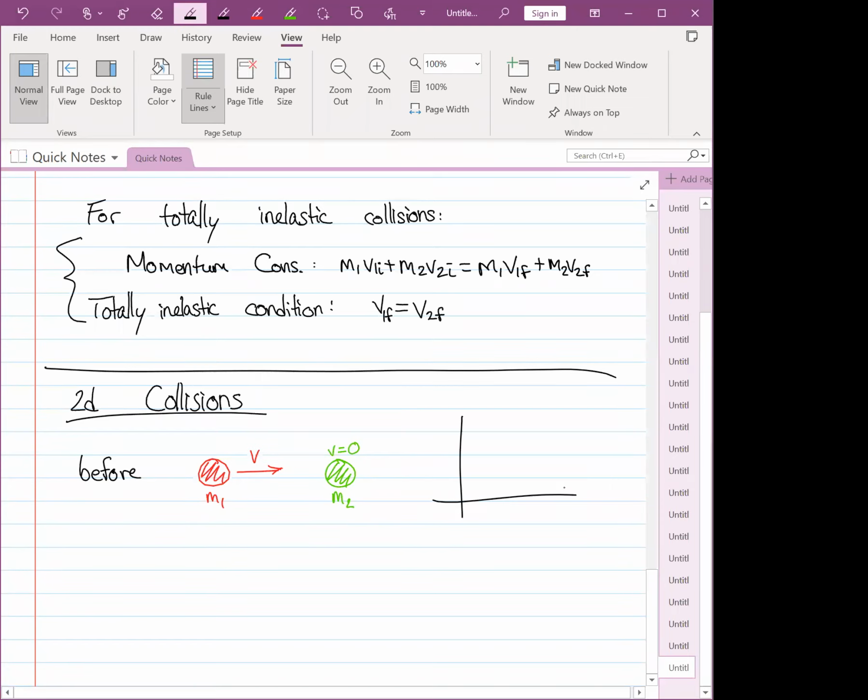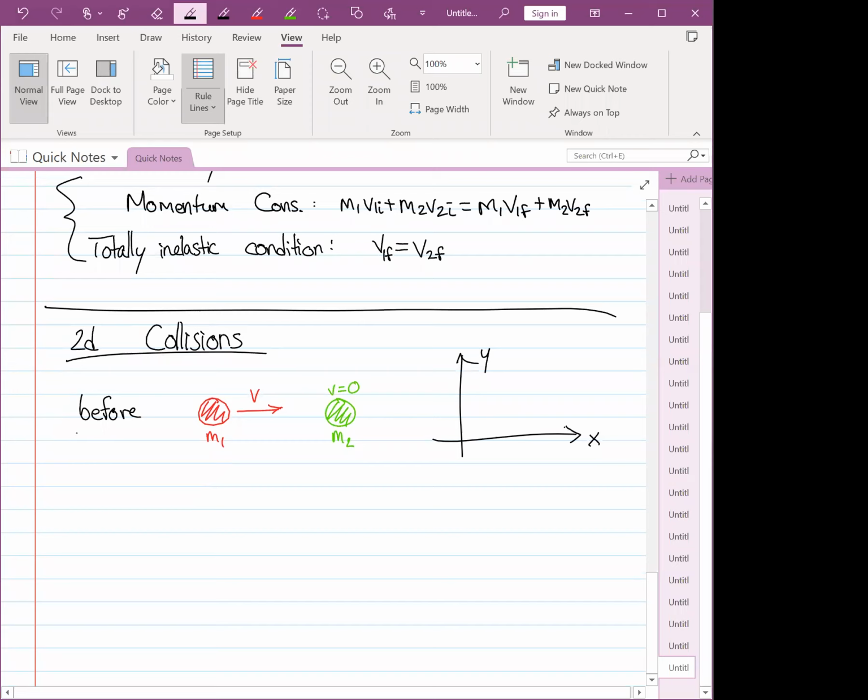By the way, the coordinate system that we're going to use for this problem is the standard one where we have x in the horizontal direction and y in the vertical direction. So in the before case, we have that the initial total momentum is m1 v. And in the vertical direction, the initial total momentum is 0 because there is no momentum for the second ball and the first ball is only moving in the x direction. So we're going to need that. Then there's a collision. And maybe they hit head on, maybe they don't. The point is that they hit somehow.